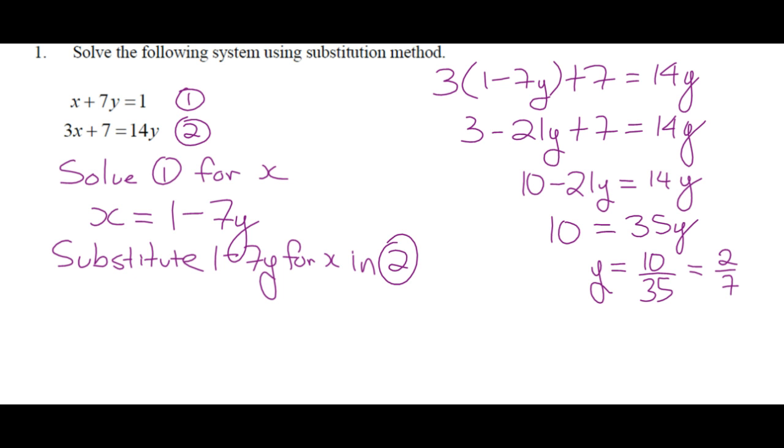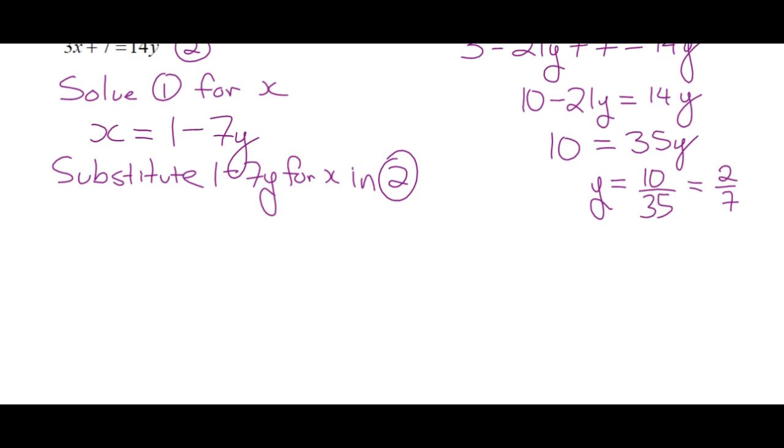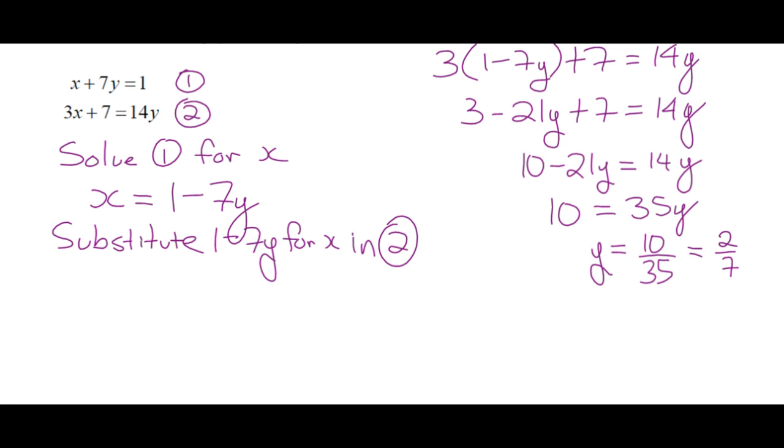Okay, so simplified or reduced form. We always want to go for reduced form. Don't ever write 15 over 3. The answer's 15 over 3? Yeah, let's call it 5. It's 10 over 35? No, let's call it 2 over 7. Okay, now what? Now we substitute 2 over 7 for y in either equation.